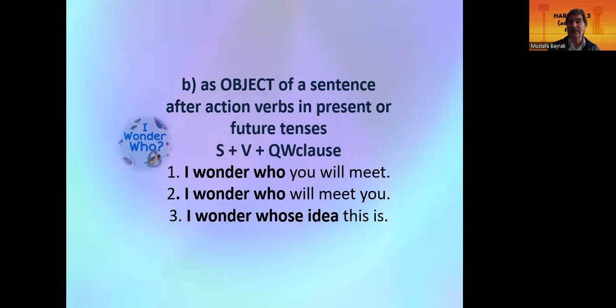After action verbs in present or future tense, not in past tenses. For example, I wonder who you will meet. I wonder it. I wonder the person. The person is the object. So "who you will meet" is the noun clause, the object of the sentence. I wonder him. I wonder them. I wonder Ahmet. Ahmet is the object. So "I wonder who you will meet" is the object of the sentence as a noun clause.